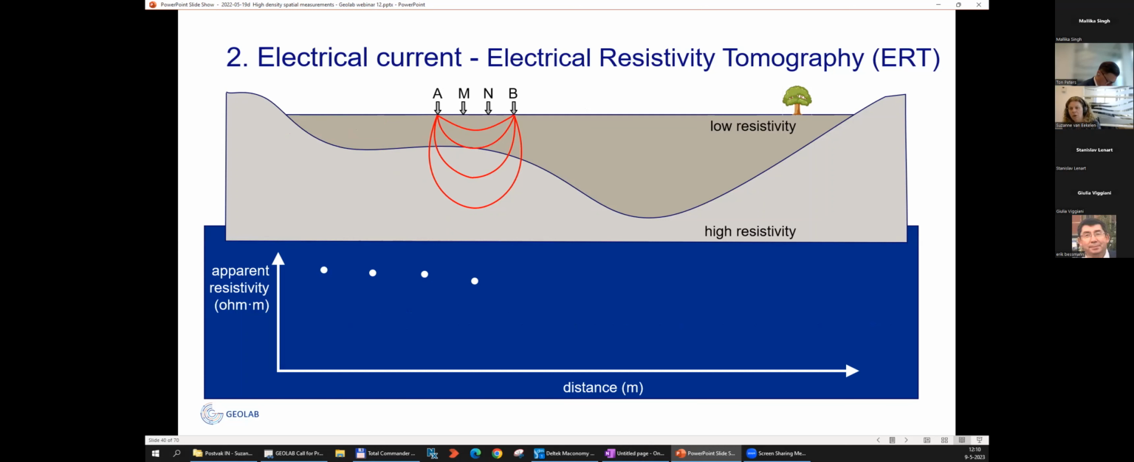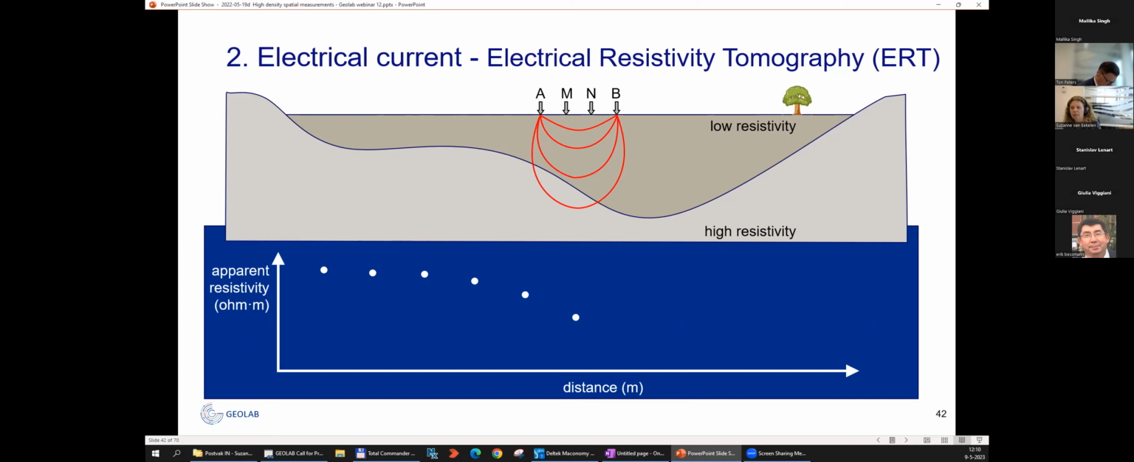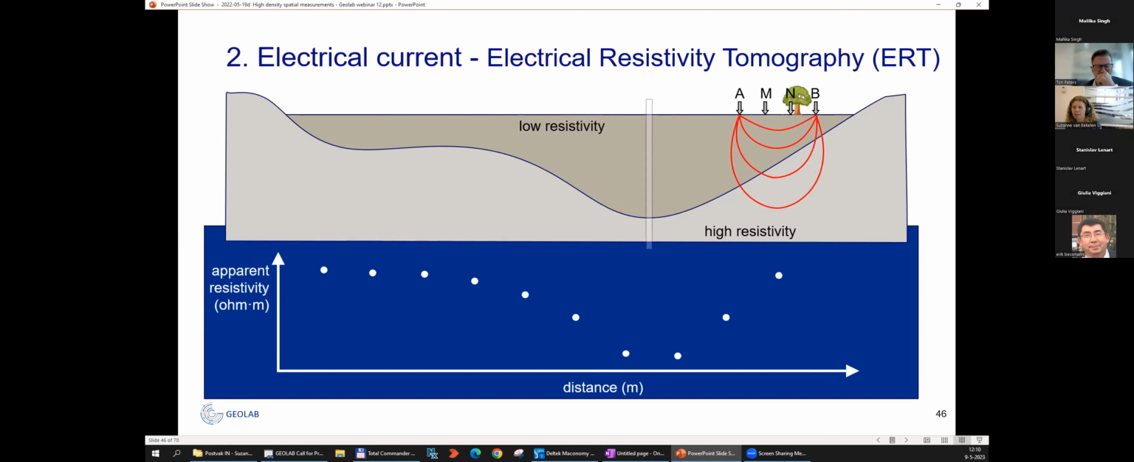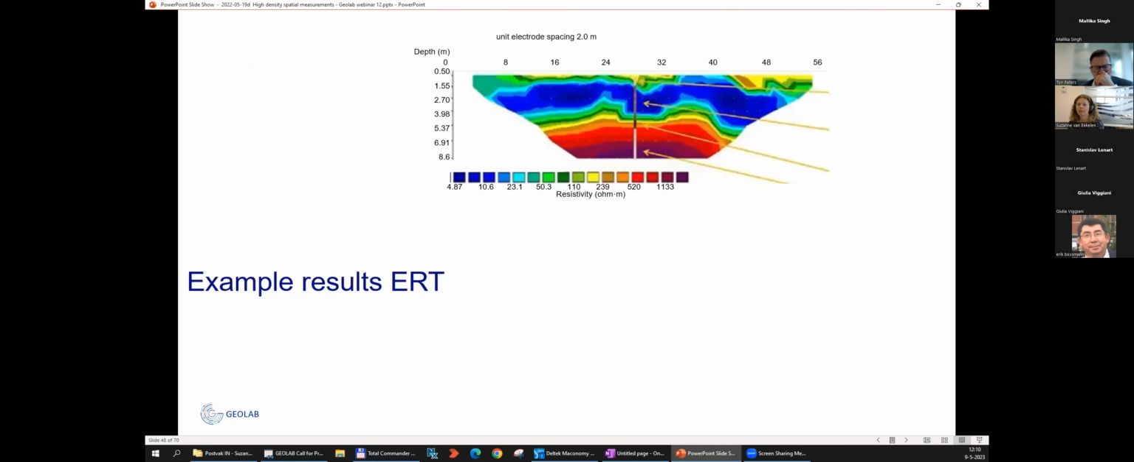Then we move it again, and now we see that the resistivity decreases. And now it is at its lowest because it does not see the high resistivity layer anymore. And there it comes back. Now from this, we can determine that this is a good location to take a soil sample. And the results of an ERT series can be like this.